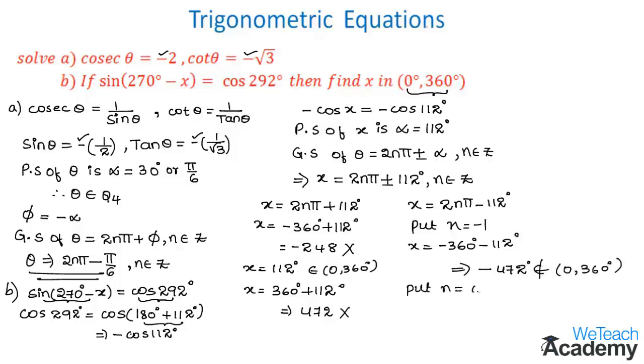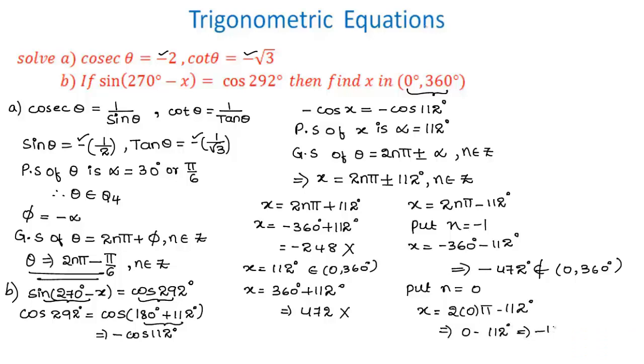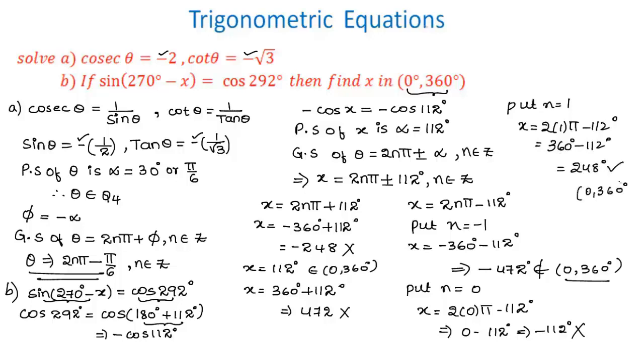And then substituting n equal to 0, we get x equal to 2 into 0 into pi minus 112 degrees. So that implies we get here 0 minus 112 degrees, which is equal to minus 112 degrees. So minus 112 degrees is not a solution as it does not lie between 0, 360 degrees. And then let us put n equal to 1. So here we get x equal to 2 into 1 into pi minus 112 degrees, which is equal to 360 degrees minus 112 degrees. And here by subtracting we get 248 degrees as the value of x, and it is a solution as it lies between 0 degrees, 360 degrees.